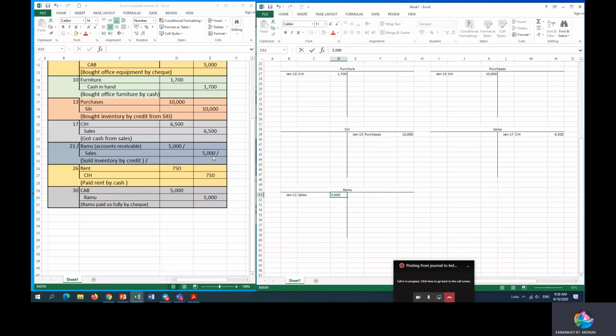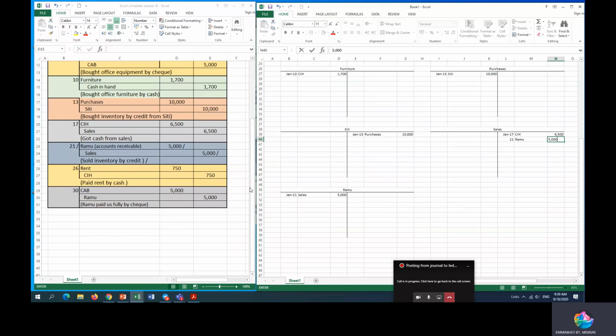Okay, and then the entry for Ramu is sales, so we are going to use the same sales account. It happened on January 21st, so write down 21st. And then we have Ramu. The entry for sales is Ramu, so on the credit side of this account you write down Ramu, and the amount is 5,000 credit.